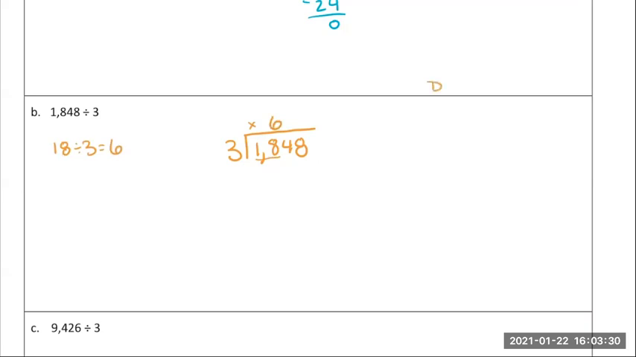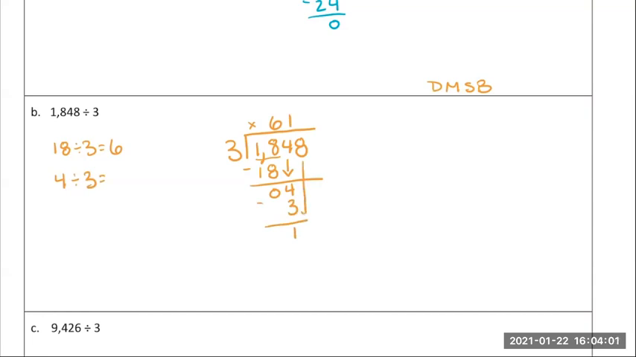I'm going to rewrite my steps so we don't forget them. Okay, 6 times 3 is 18. Subtract, 0. Bring down our 4. We're going to do 4 divided by 3. We can get one group of 3 out of 4. Multiply. Subtract. We had 1 left over.